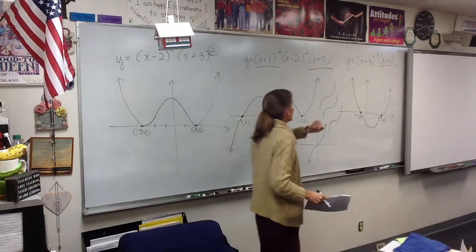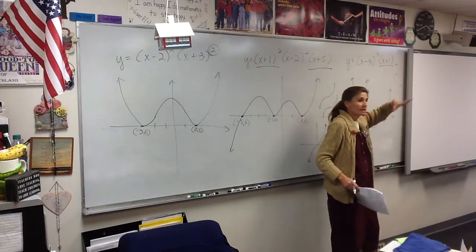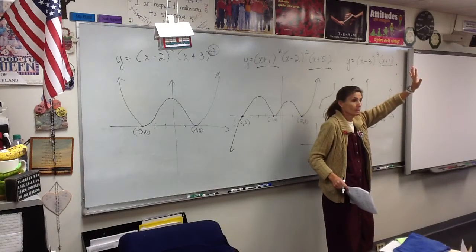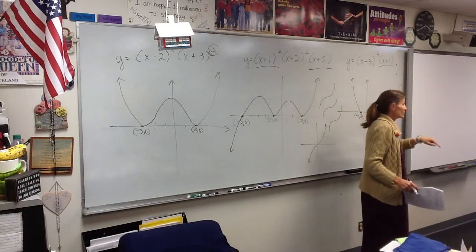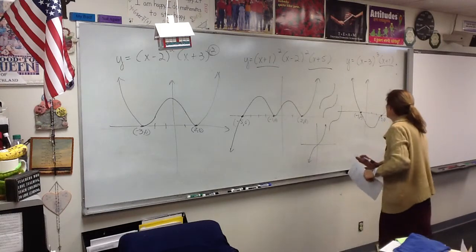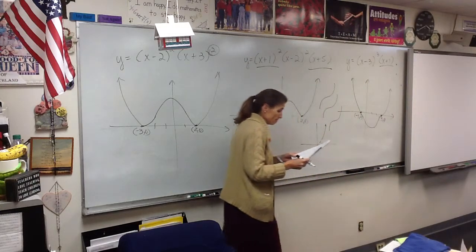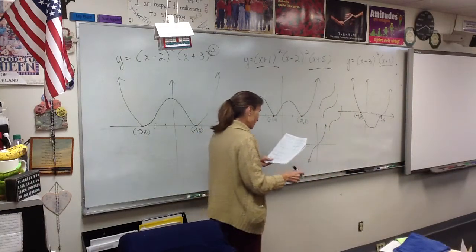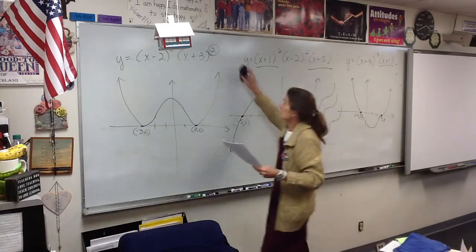So, if it's a plain root, not squared or anything, it just goes right through. If it's a squared root, it bounces off. If it's a cubed root, it squiggles through. There's another one on here we'll practice again. But first G.